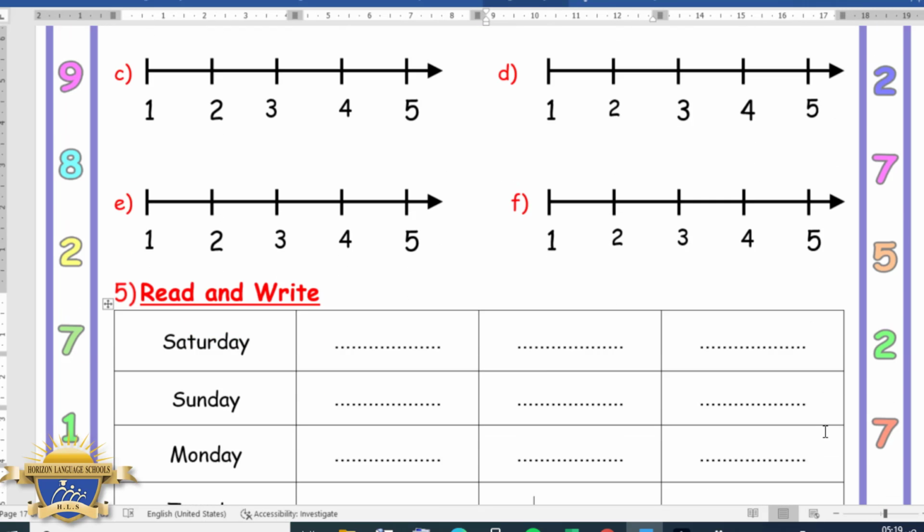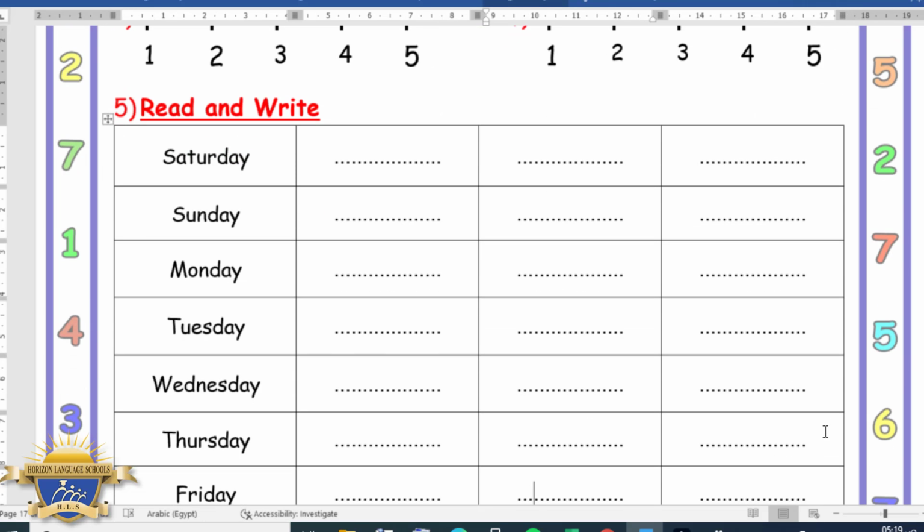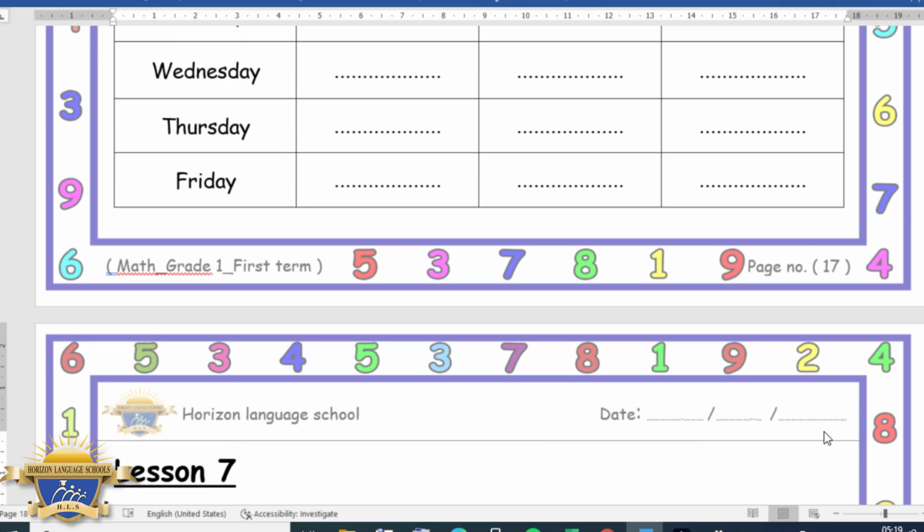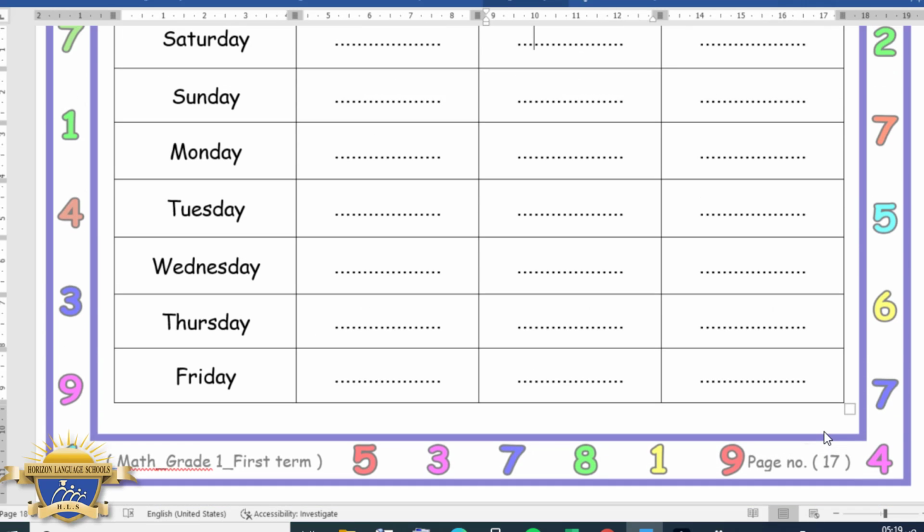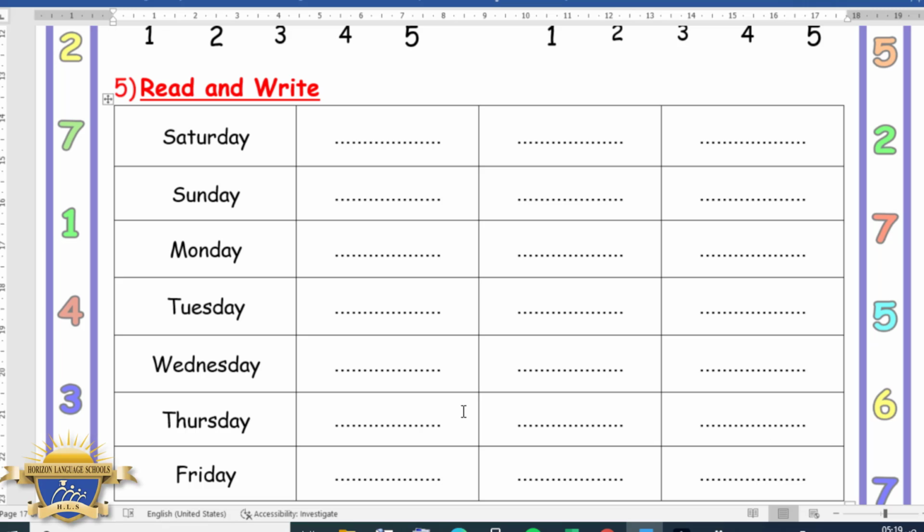And the next question, I want you to read and write. Here are the days of the week. Let's read them together. Saturday, Sunday, Monday, Tuesday, Wednesday, Thursday, and the last day of the week is Friday.